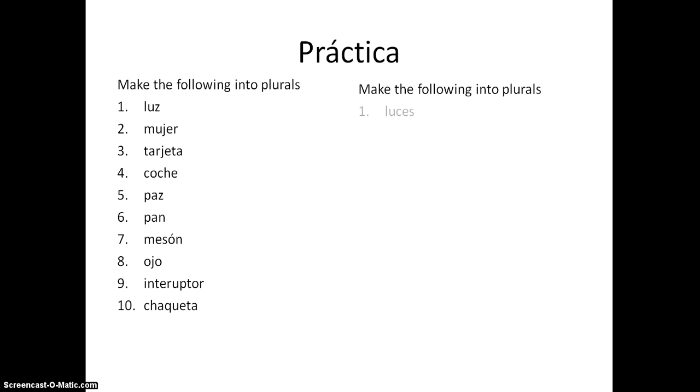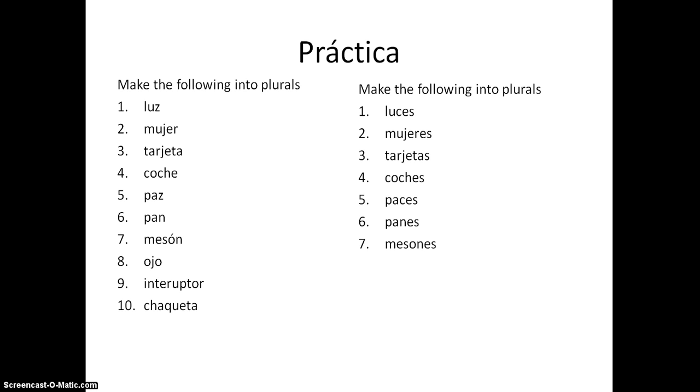Okay, so the first one, la luz becomes las luces, CES because it ends in Z. Mujer ends in a consonant, so we add ES. Tarjeta becomes tarjetas, ends in a vowel, add an S. Coche becomes coches, again ends in a vowel, add S. Pez ends in Z, so we change it to CES, so peces. Pan ends in an N, a consonant, so we add ES.